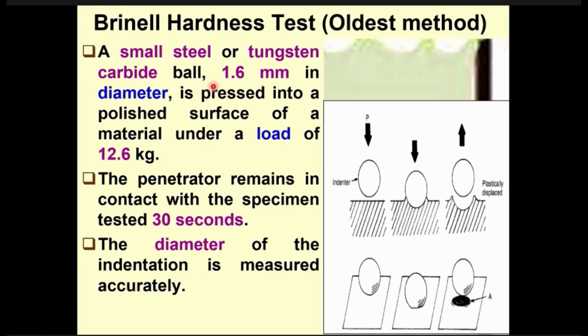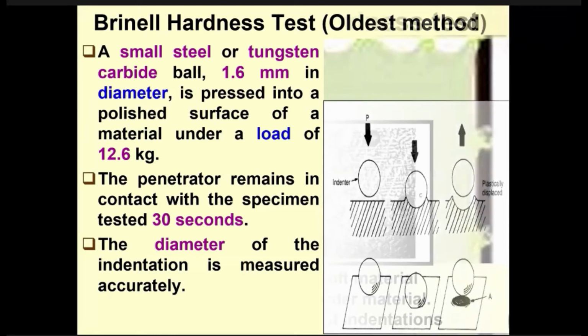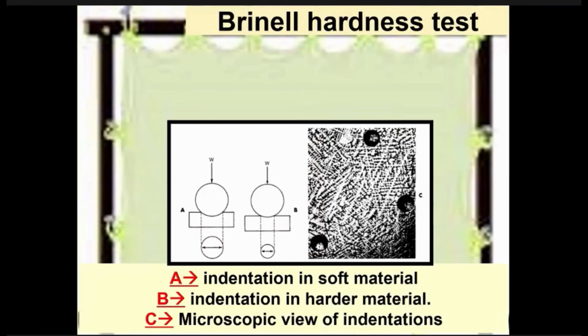So typically we use a steel ball or tungsten carbide ball with a specific load, which we hold for 30 seconds, let's say, and then remove the load, and then we measure the area. So this is how it looks like. If the indentation is big size, soft material, indentation is small size, hard material. And this is microscopic view of indentation. Because sometimes indent is not visible with naked eye. So we have to see with microscope, and we calculate the area using microscope.